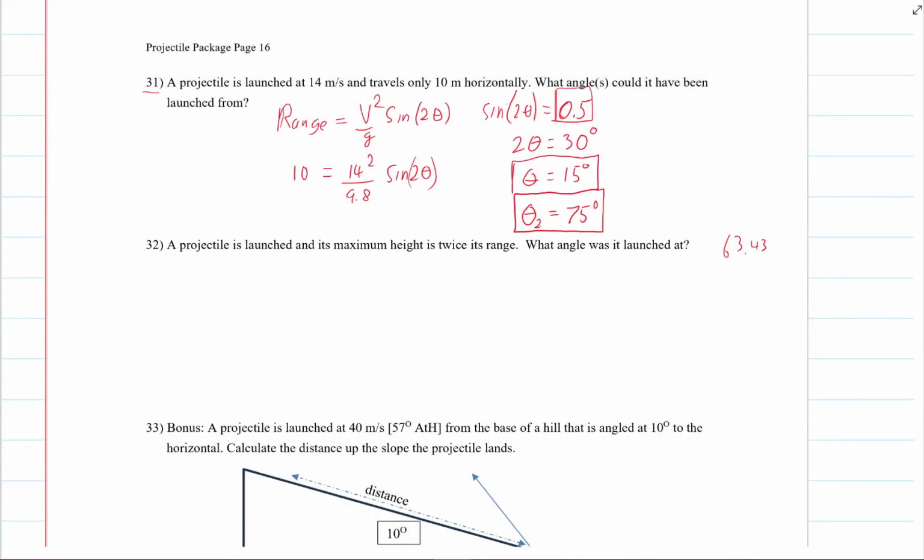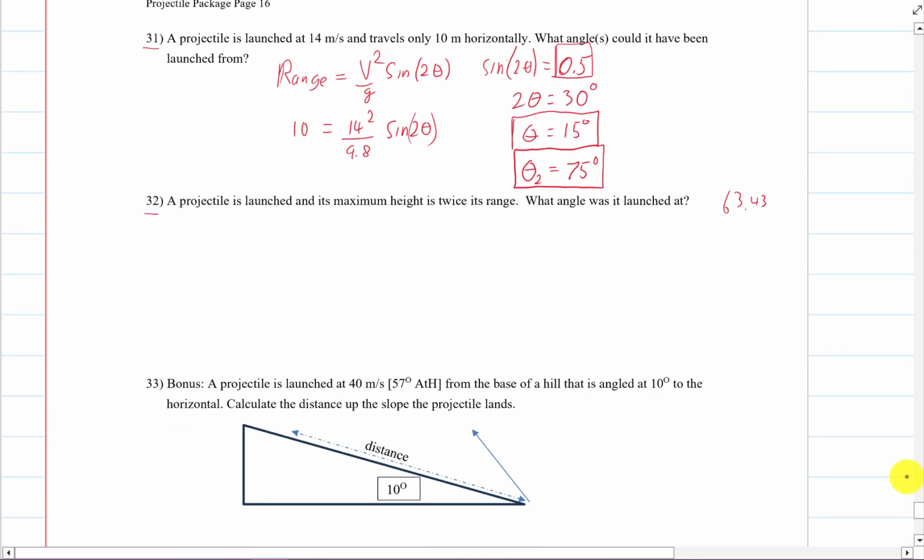Welcome back, physics fans, and here we go with question number 32 on the projectile sheet for the Physics 12s. A projectile is launched at a maximum height, and its maximum height is twice its range. So the range, we know, is v squared over g times the sine of 2 theta.